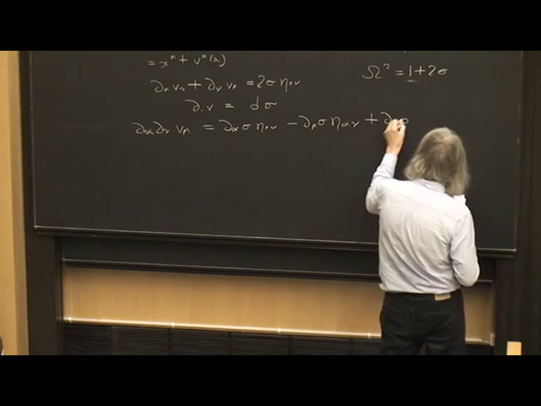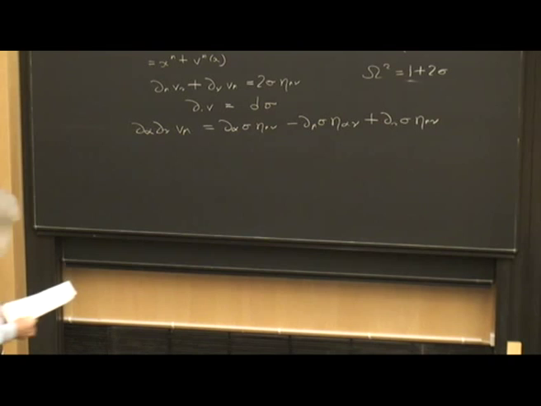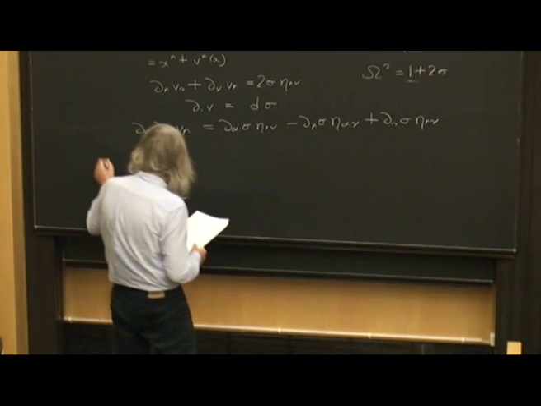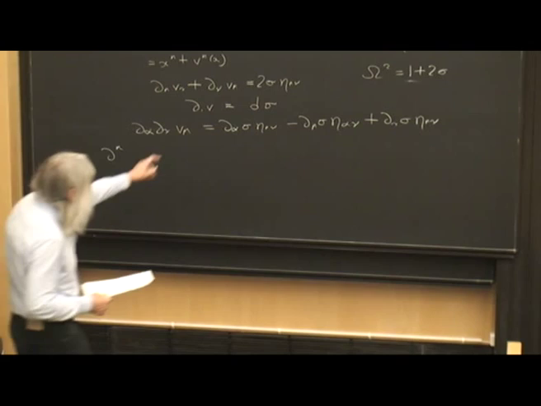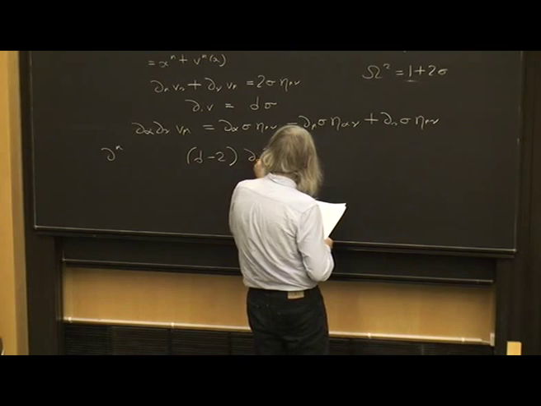So this expresses the second derivative of V in terms of a single derivative of sigma. What one needs to do is to contract this with d mu. And then, of course, we can use this equation here. And you will get, when you do this, (d minus 2) d alpha d mu sigma is equal to minus eta alpha.